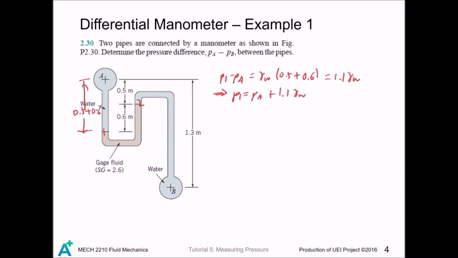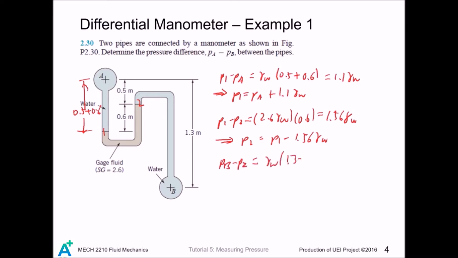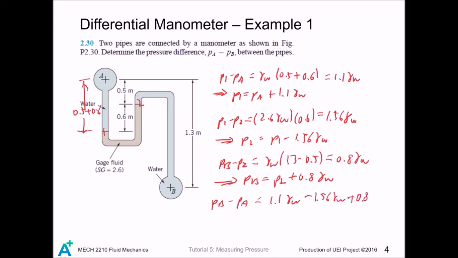And similarly for points 1 and 2, we can write, and we note that point 2 is above point 1. So pressure of point 2 is less than point 1. And for point 2 and point B, combining all these equations, that gives, with enough practice, you may be able to write the combined version of the equations directly.